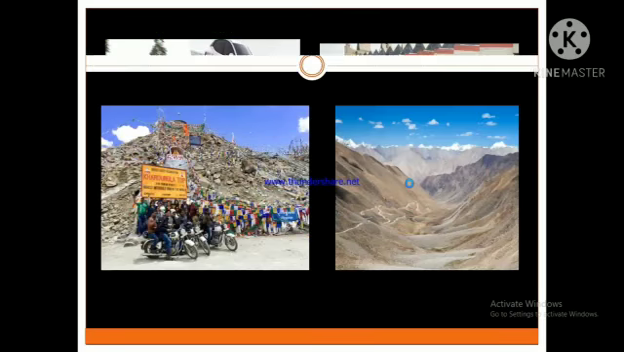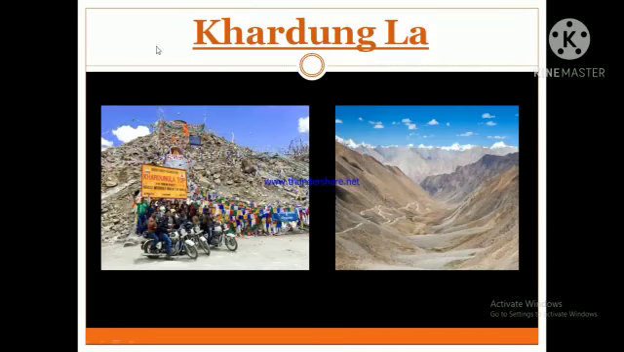Khardungla in Ladakh, in Jammu and Kashmir, is the highest motorable road in the world. Which is the highest motorable road in the world? Khardungla in Ladakh. Its height is 18,380 feet. So, let's conclude for today, students.